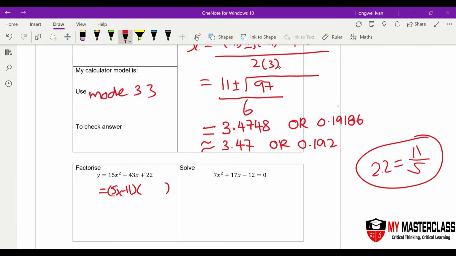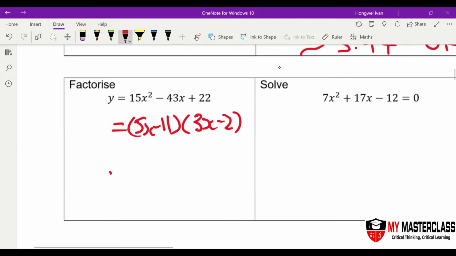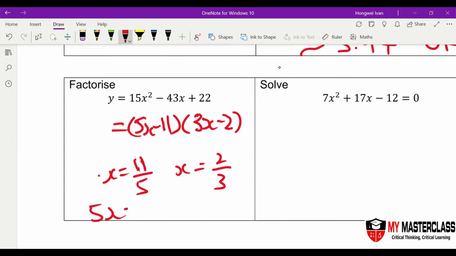3x minus 2. Rayden, do you know how I get 3x minus 2 and 5x minus 11? Because in your calculator you get x equals 11 over 5, or x equals 2 over 3. You must make it linear. Multiply by 5, x equals 11 becomes 5x minus 11. That's how I get the first bracket. Multiply by 3, x equals 2 over 3 becomes 3x minus 2. That's how I get the second bracket. Most of you who were in Sec 2 know this already.